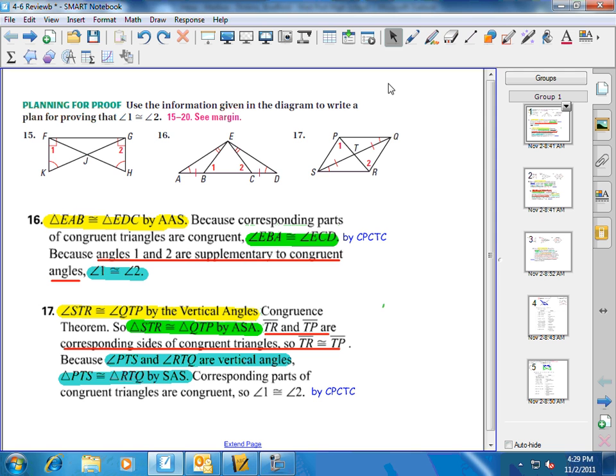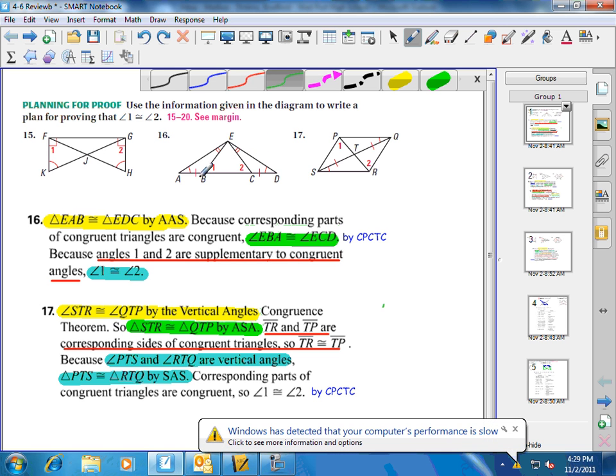Well, let's just start with what we have and see where that leads us. So we have enough information to say that triangle EAB is congruent to triangle EDC, all right, by the angle side postulate. Angle side. Two angles of one triangle congruent to two angles of another triangle and a non-included side. So the angle side theorem says that these two triangles are congruent.